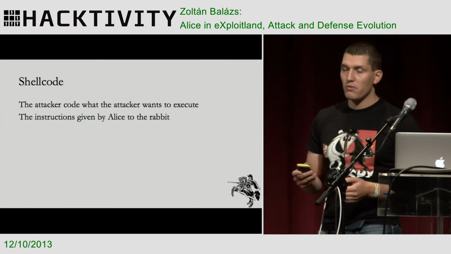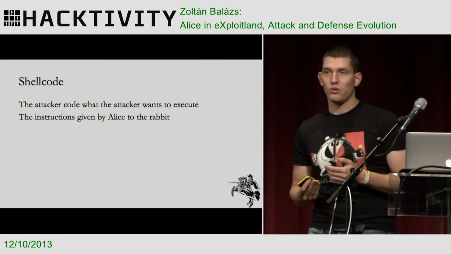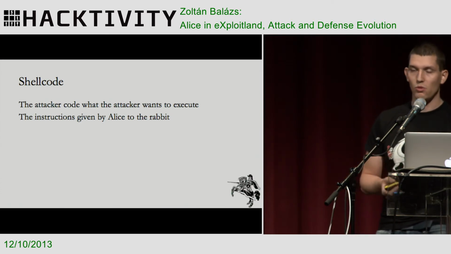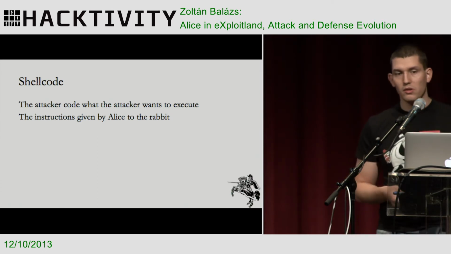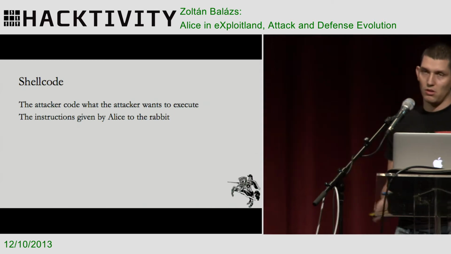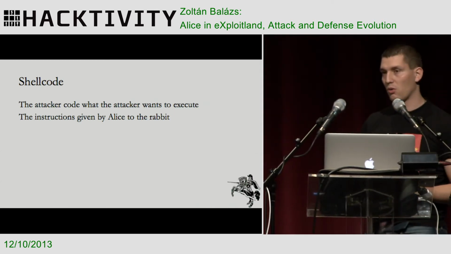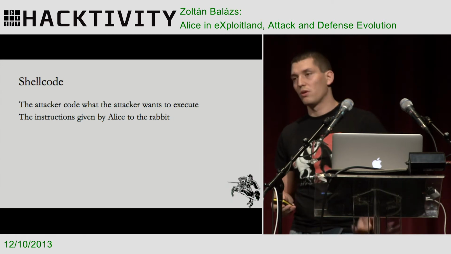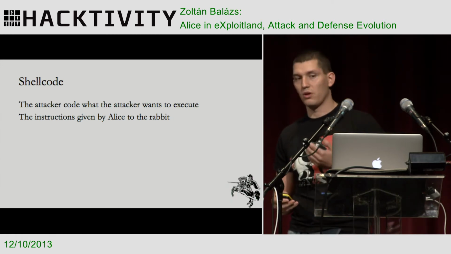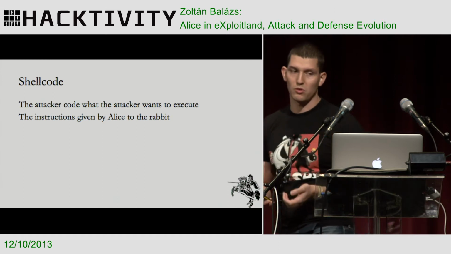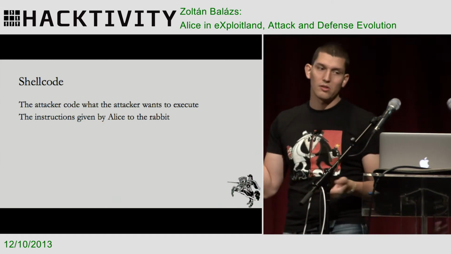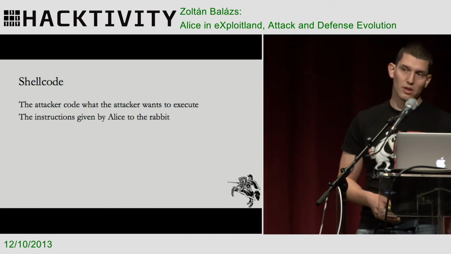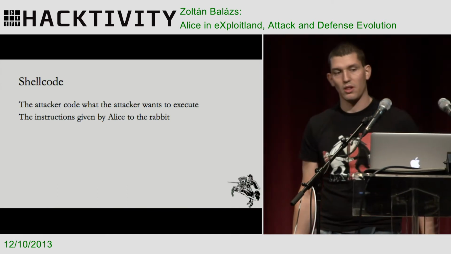And when I was talking about this magic code, which will be executed by the CPU or by the rabbit, this is a term called shellcode. And basically, this is the code that the attacker wants to execute on the victim's machine. As with Alice, these are the instructions he wants to give to the rabbit, so Alice can escape from eXploitland.